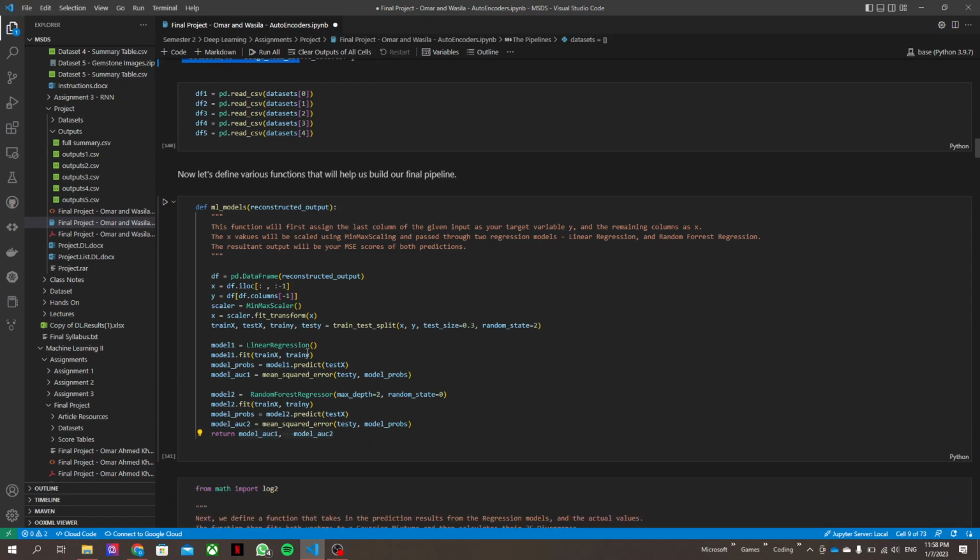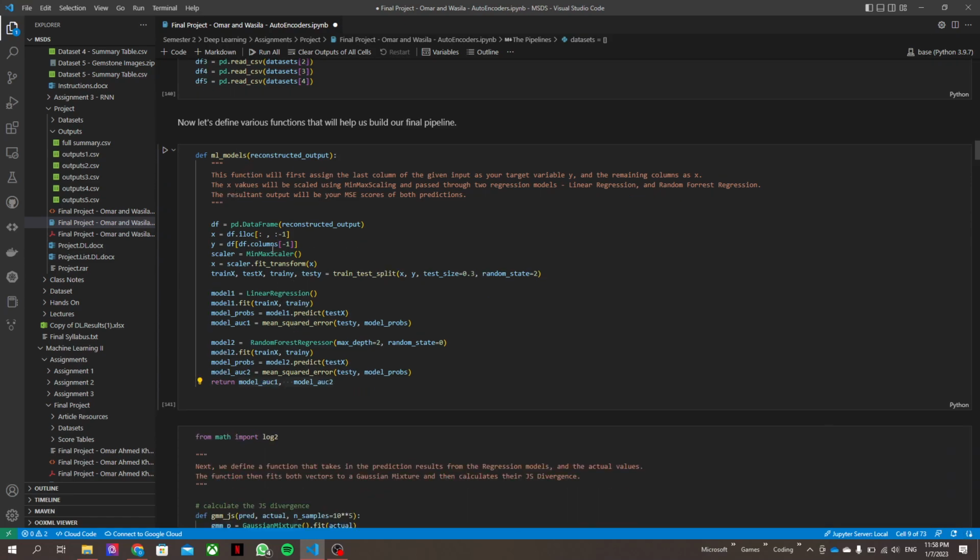The first proper pipeline that we made was called ML models, which would take in any data frame, and using that data frame, it takes the last column as your y-axis and the rest of the columns as your x-axis, and performs a train test split on that.